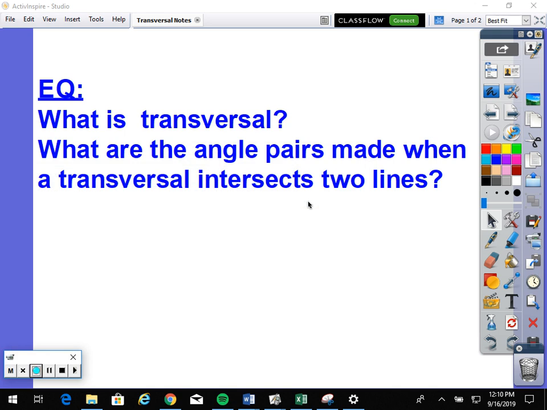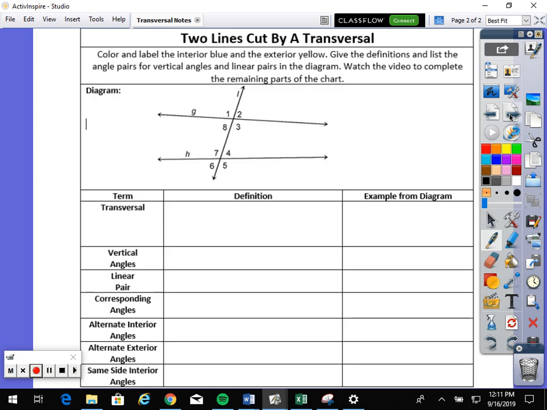Okay, so today's notes are going to be pretty quick. We're just going to expand on what we talked about in class. So we've got two EQs. What is a transversal, and what are the angle pairs made when a transversal is intersecting two lines, which is the picture that we have right up here. So this is what you got in class. We're going to go through and do the same thing, so some of it you'll already have, and then we're going to talk about the different angle pairs that we have.